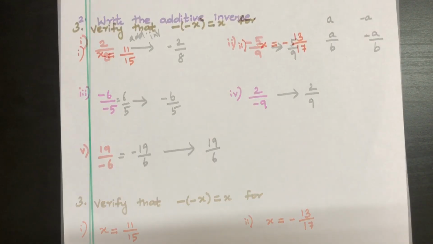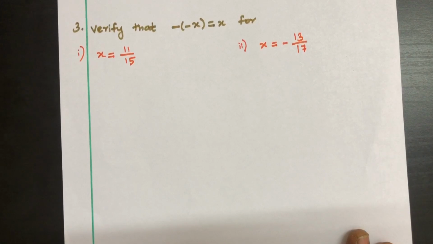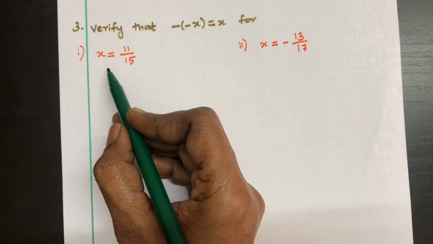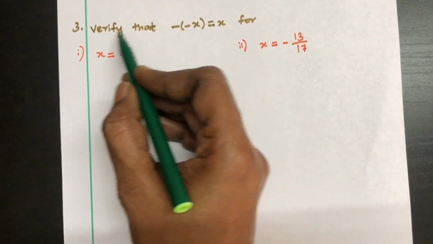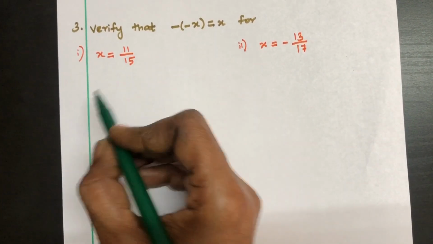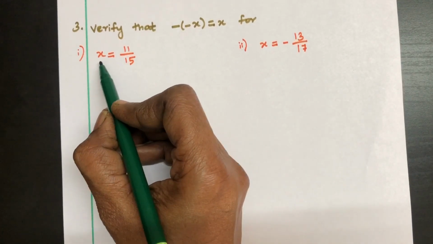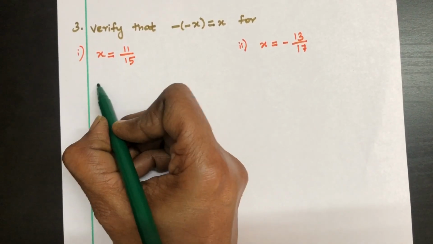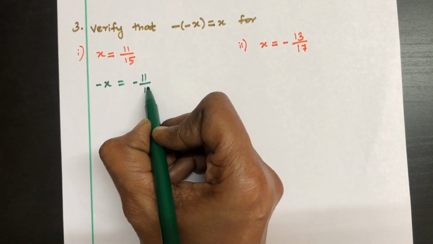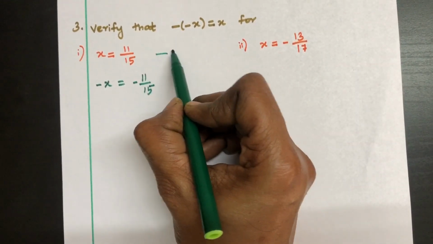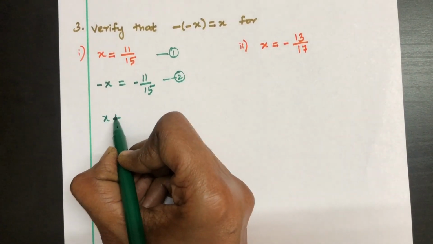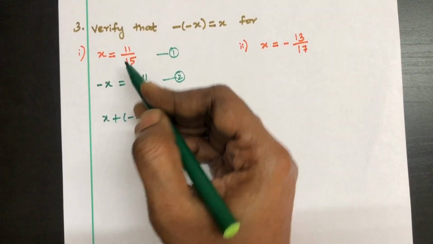That's all. Third question, verify that minus of minus x equals x for x equal to 11 by 15. We are going to check whether negative of negative x is equal to x. So it has been given x equal to 11 by 15. So what is minus x? Minus x is nothing but minus 11 by 15. We will do one thing. We will add 1 and 2, that means x plus minus x. We are adding these two.